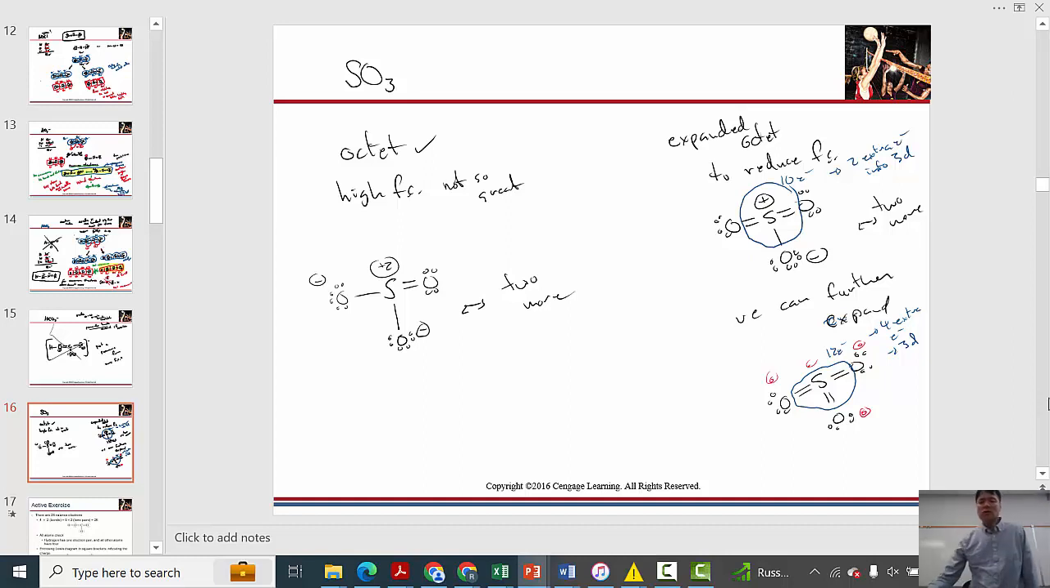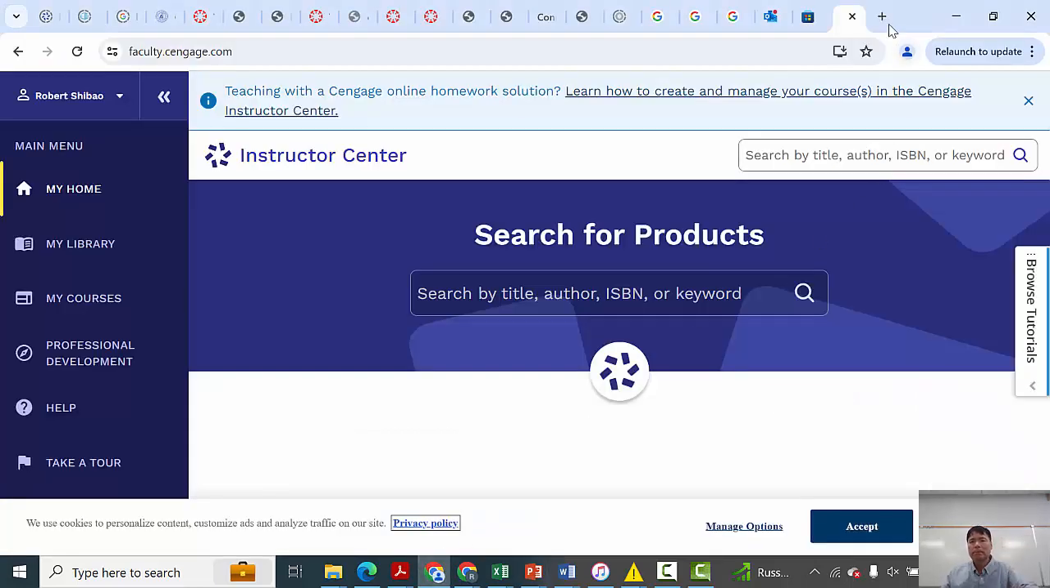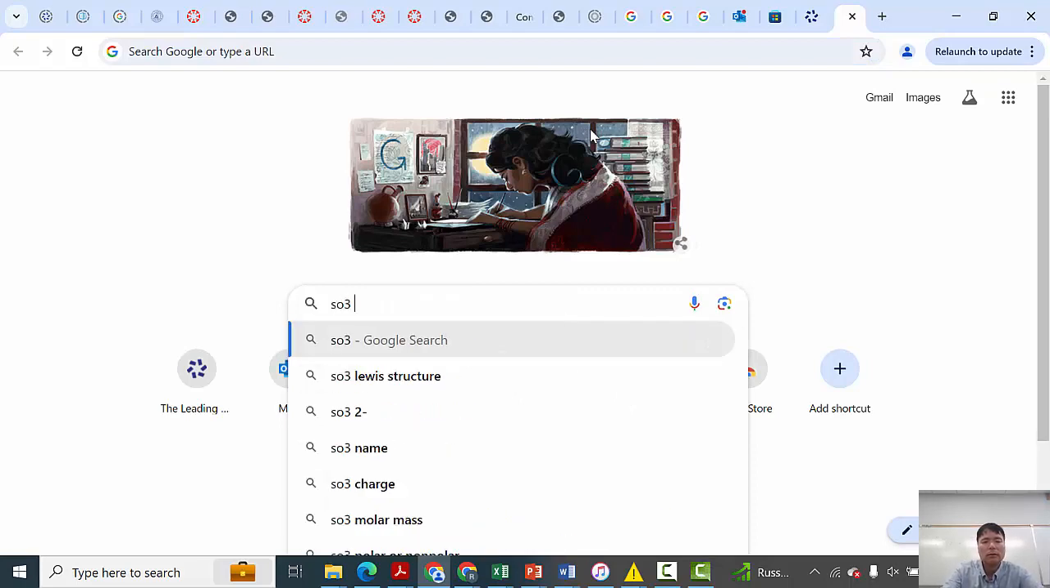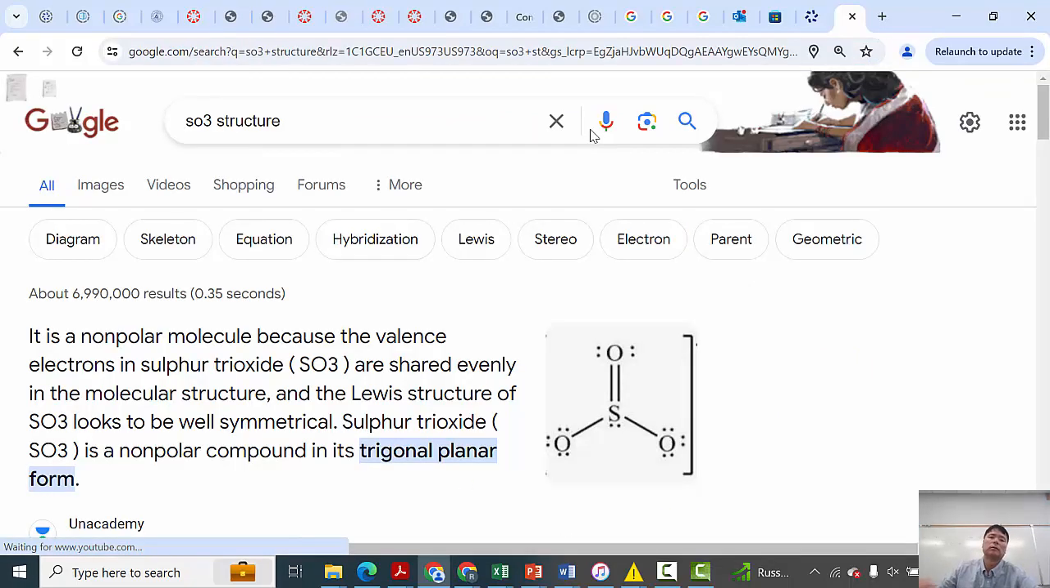When you look at the structure of SO3 on the internet, let's see what they do for the structure for SO3. This is wrong. How do they get that structure? Can you tell me what's wrong with this structure? Automatically, I see that structure is impossible. Why?